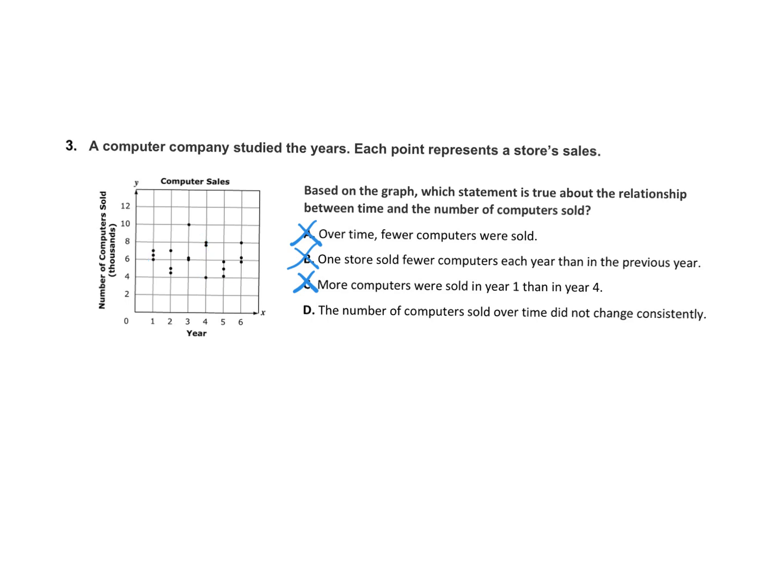So letter D says the number of computers sold over time did not change consistently. And I would have to go with that one because looking at this piece of data, it really doesn't show a positive or a negative correlation. And so the number of years and the amount of computers that were sold did not reflect any change, or any consistent change, I should say.